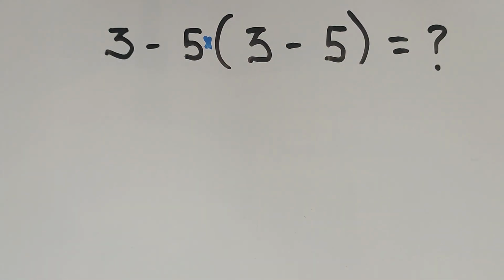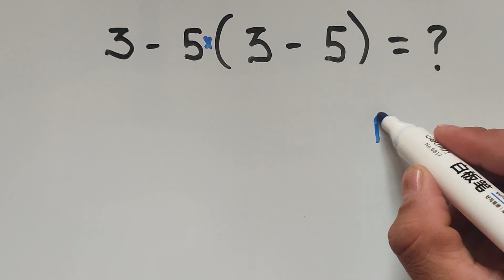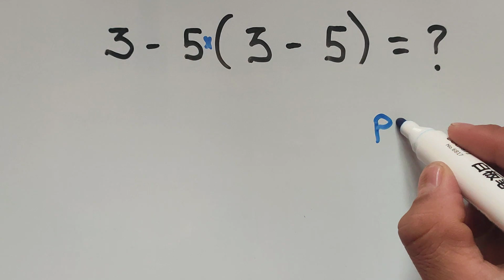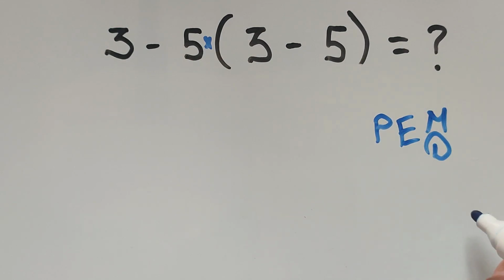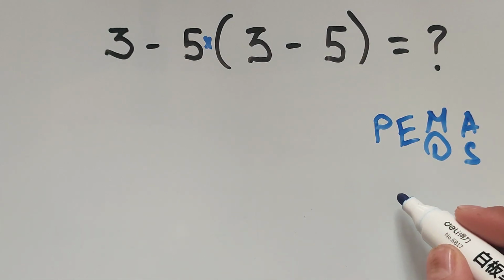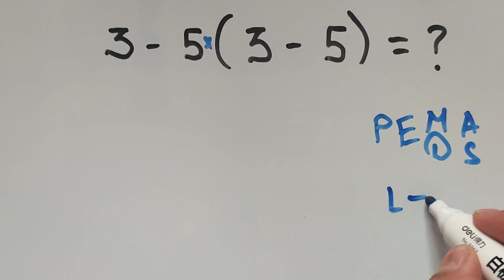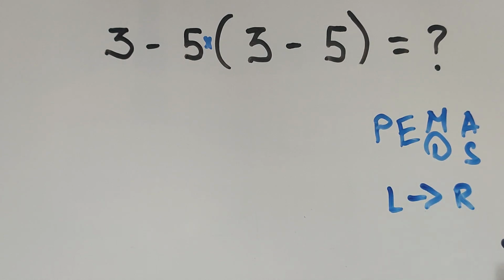Because according to the order of operations, first we have to begin to work inside the parentheses, after that exponents, then multiplication or division, and finally addition and subtraction. Multiplication and division have equal priorities, that's why we have to begin to work from the left to the right, and the same rule applies for addition and subtraction.